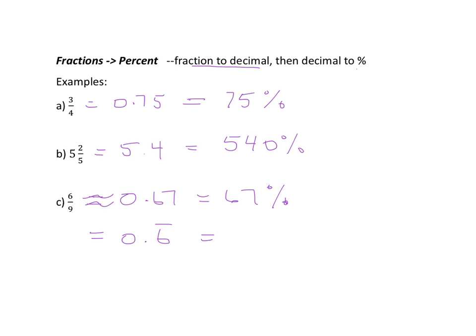And if we multiplied that by 100, we would have 66.6 repeating percent, which is often written as 66 2/3%, including the fraction in the percent. And that is the end of this lesson.